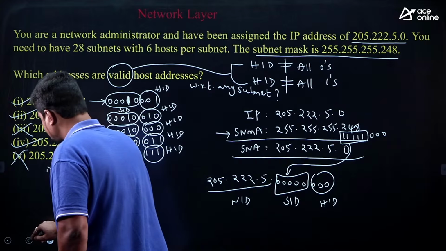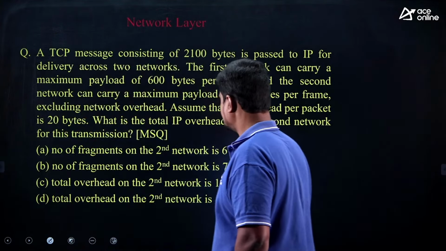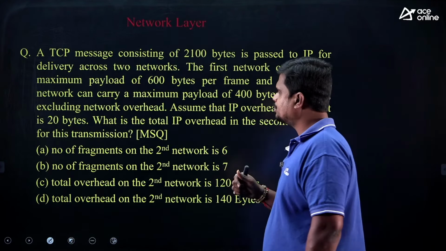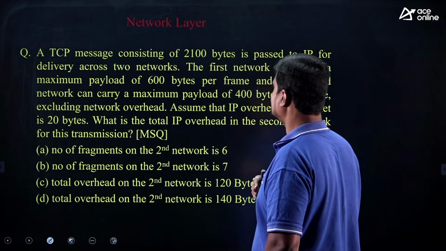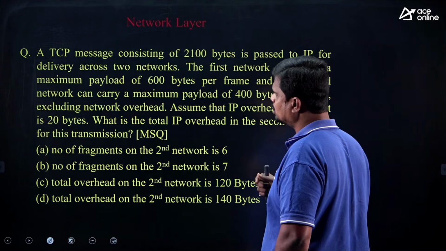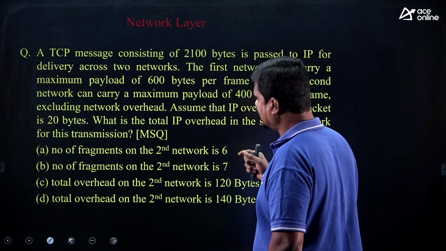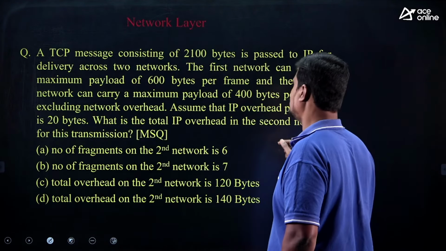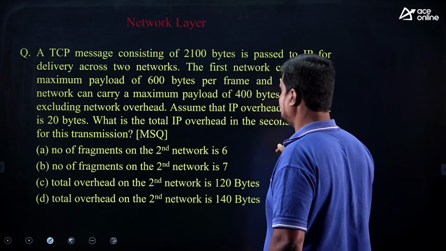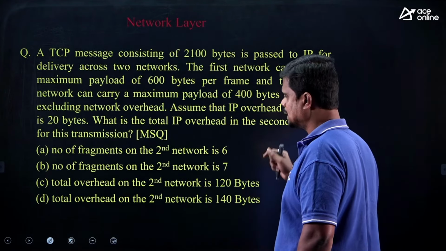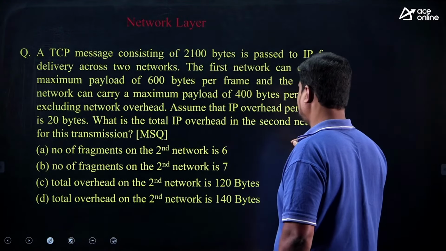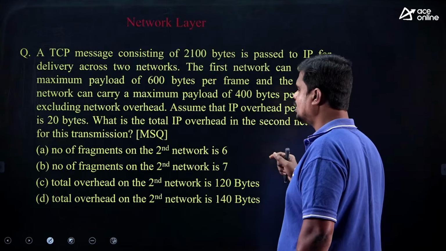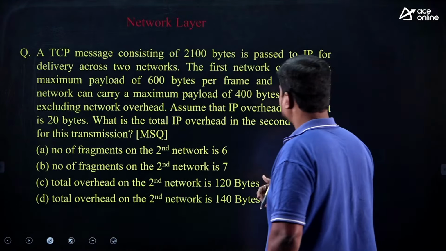Now we are moving to the next question. Look at this question. Again, this is based on your network layer concept. A TCP message consisting of 2100 bytes is passed to IP for delivery across two networks. The first network can carry a maximum payload of 600 bytes per frame, and the second network can carry a maximum payload of 400 bytes per frame, excluding network overhead. Assuming that the IP overhead per packet is 20 bytes, what is the total IP overhead in the second network for this transmission?